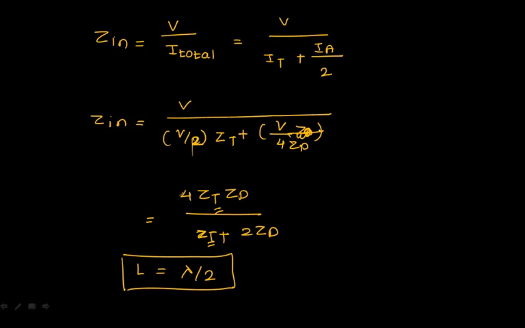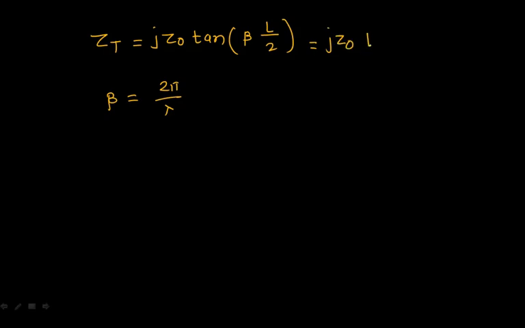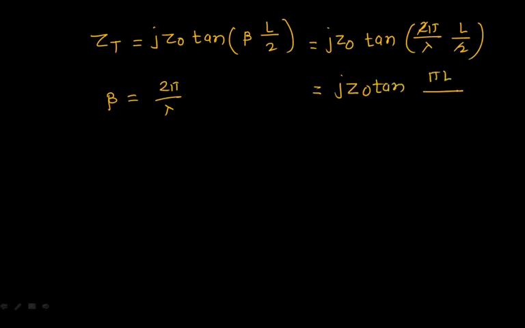If you are assuming that your length is lambda by 2, again I need to consider that ZT is equal to jZ0 tan of beta L by 2. But already we have seen that beta is the phase constant, which is 2 pi by lambda. So I can replace that over there. This will be tan of 2 pi by lambda times L by 2. I guess the 2 will get cancelled, so this equation will become jZ0 tan of pi L by lambda.